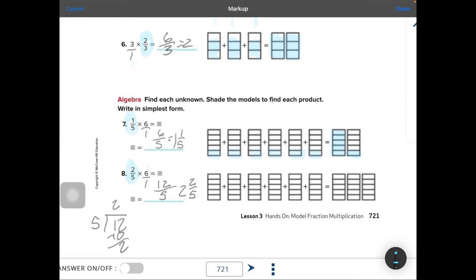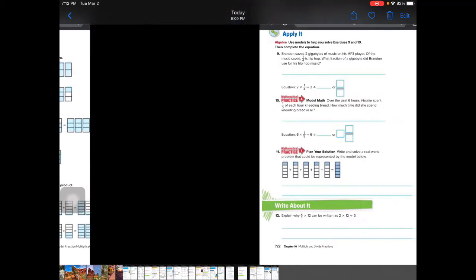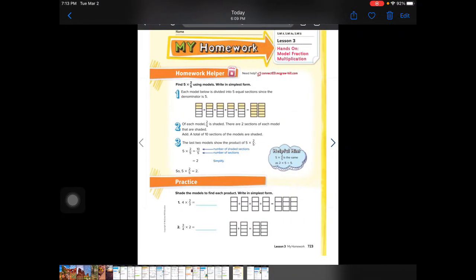So what we're going to do is we're going to shade 2/5 6 times. So we're just going to shade 2 little bars, 1, 2, 6 times. And our answer is going to be 2 full sections shaded in, and then 2 little 5th bars. There we go. Cute and colored. Wish math was always fun like this.